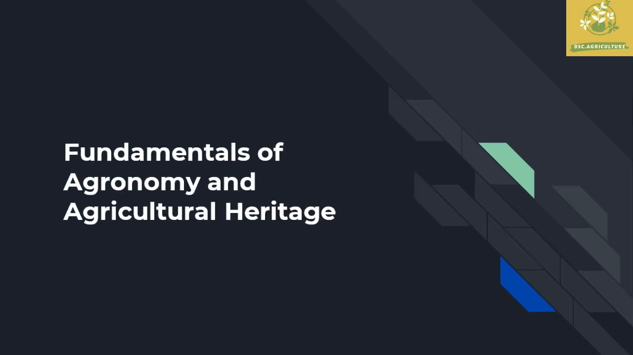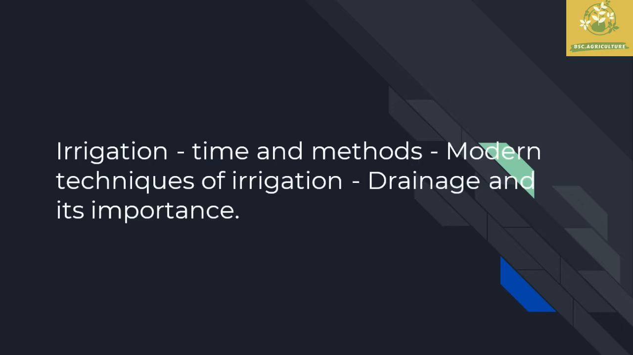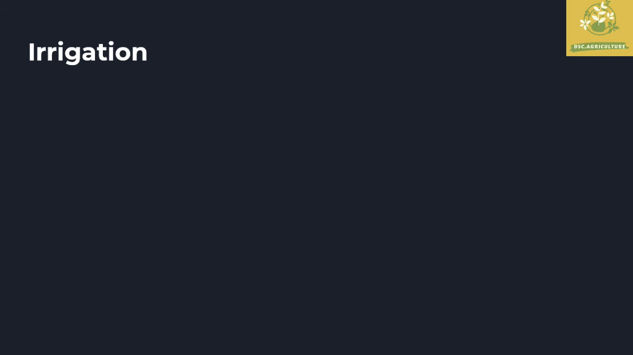In this video we are going to see about fundamentals of agronomy and agricultural heritage. I am going to cover Unit 5, and the lecture topic is irrigation, the time and method, modern techniques of irrigation as well as drainage and its importance. Irrigation is just an artificial application of water to the crop fields.